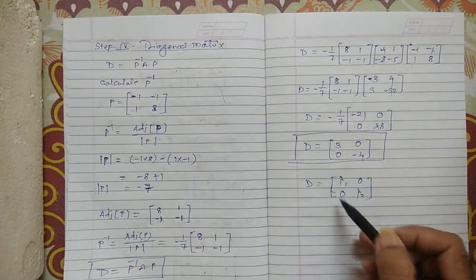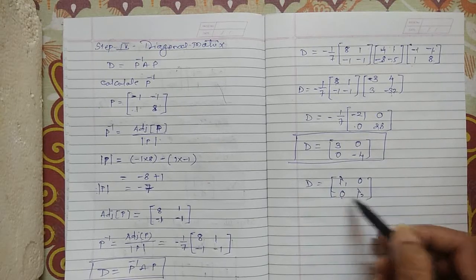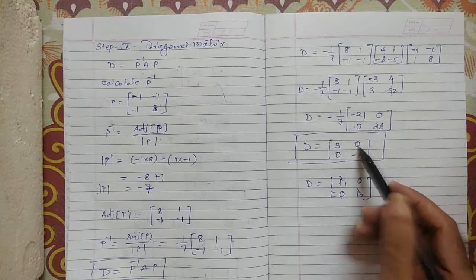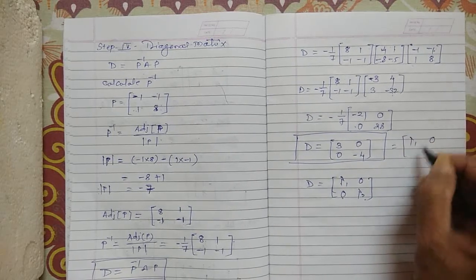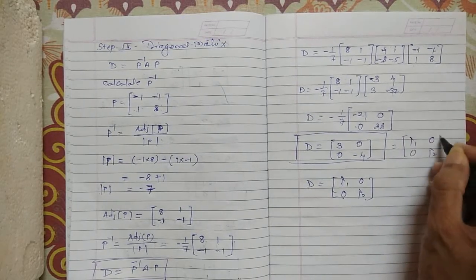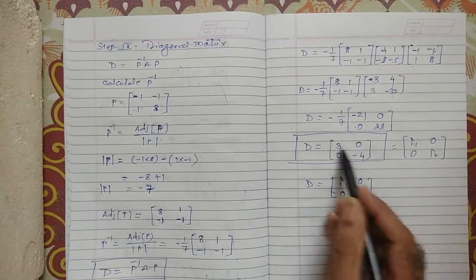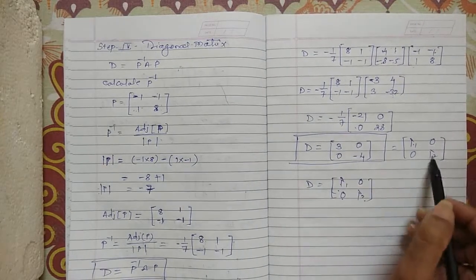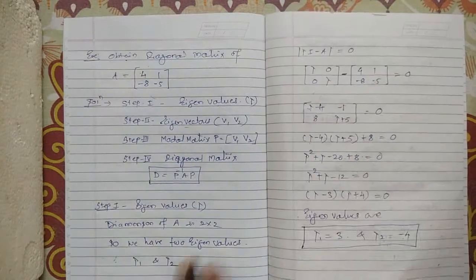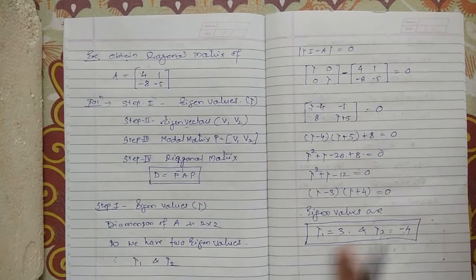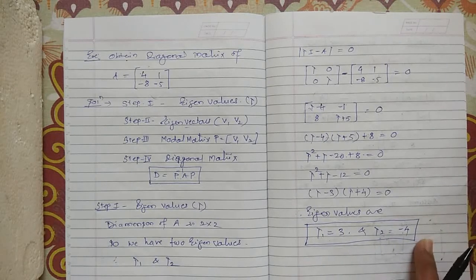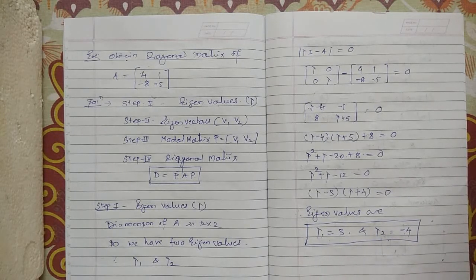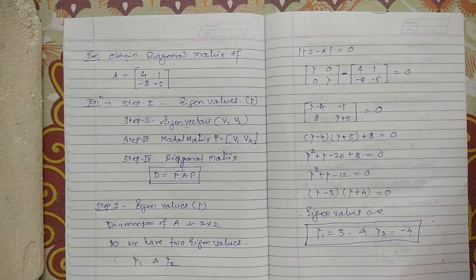My diagonal matrix comes as lambda 1, 0, 0 and lambda 2. Lambda 1 is equal to 3, which we have already got, and lambda 2 is equal to minus 4, which we have already got over here. So this way we can diagonalize the given matrix.